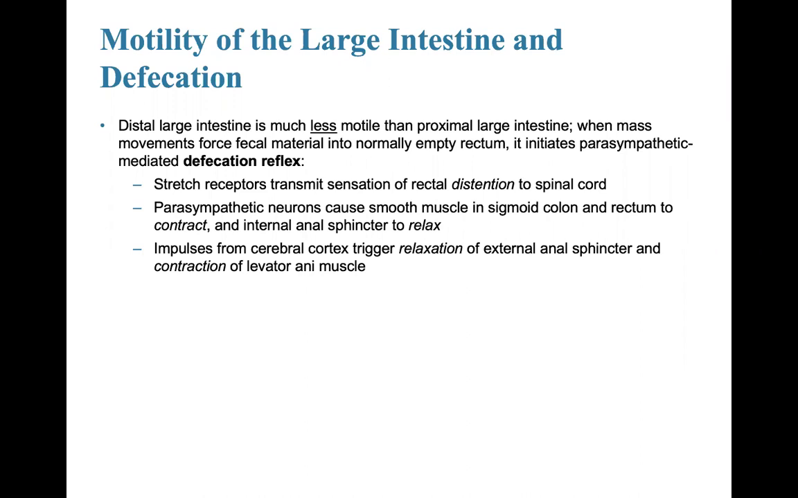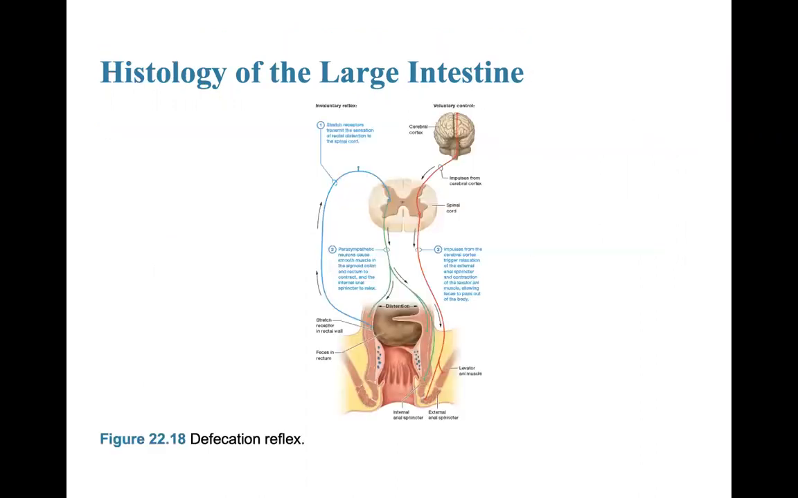The stretch receptors transmit the sensation of rectal distension to the spinal cord. That will then have parasympathetic neurons causing smooth muscle in the sigmoid colon and the rectum to contract, and the internal anal sphincter to relax. Impulses from the cerebral cortex will then trigger the relaxation of the external anal sphincter and the contraction of the levator ani muscles, after which feces is expelled from the body.